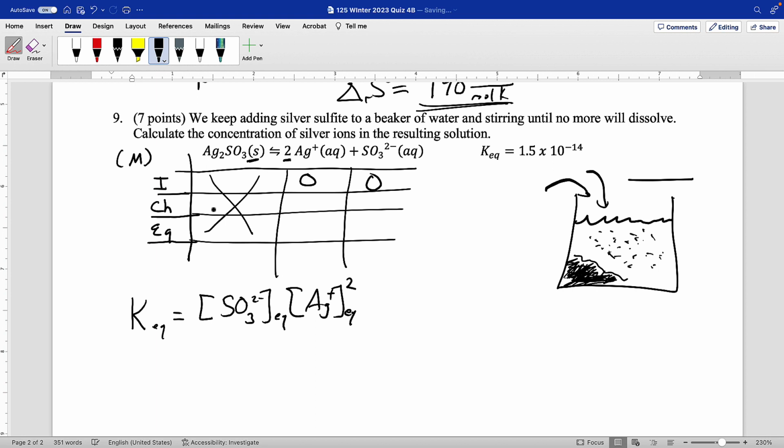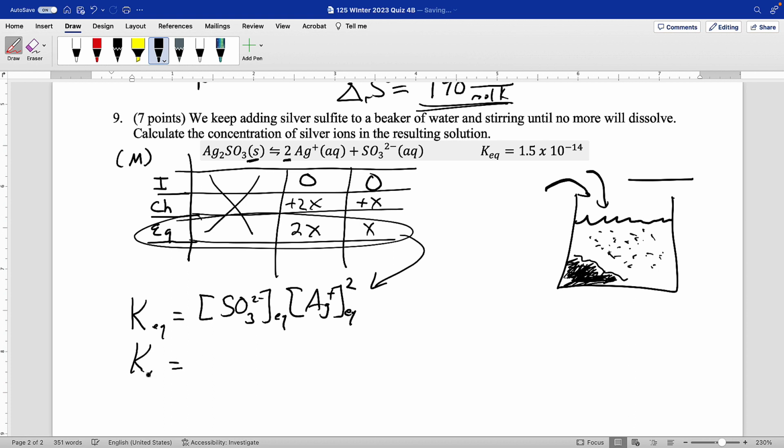So what about change? Well, we can see we're going to go forward because we can't go backward. We don't have any products. And we can see that every time the reaction takes a step forward, every time we use up a mole of reactant, we're going to make 1 mole of sulfite ions. We're going to make 2 moles of silver ions. And since we're adding these to 0, at equilibrium we just have 0 plus 2x and 0 plus x. Okay, so this equilibrium row is useful because we can feed this row right into this expression.